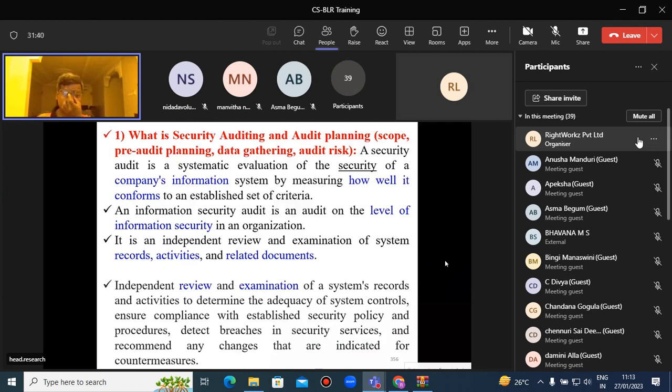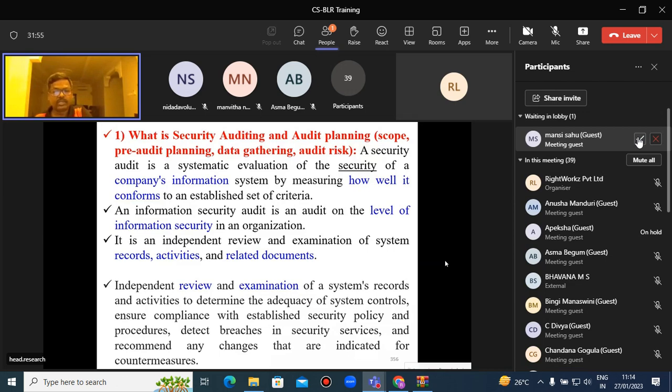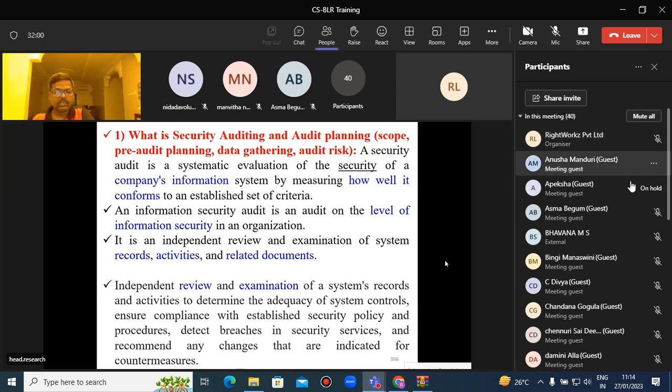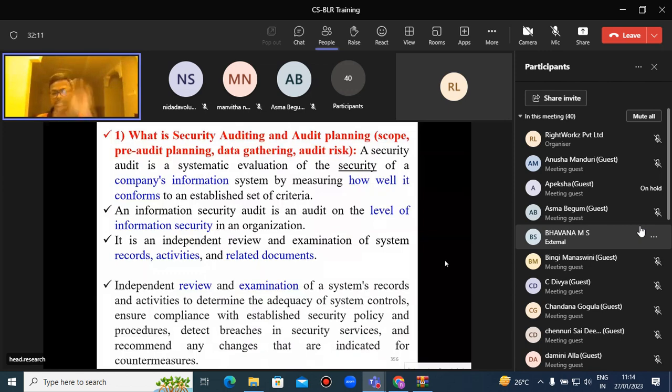So, by doing this security auditing, they check the level of information security mechanism of the organization, whether you are using a strong level, a medium level, or a low level of security mechanism. If anything is required, they indicate that for countermeasures. That is called level of information security.